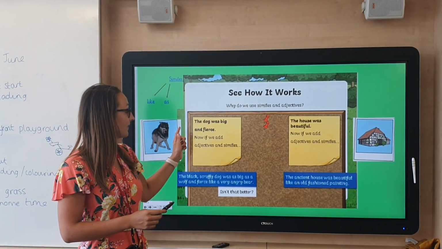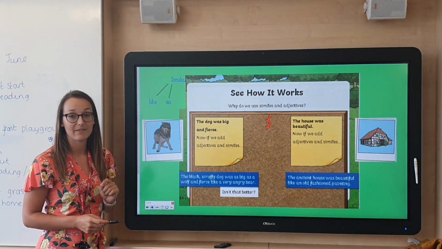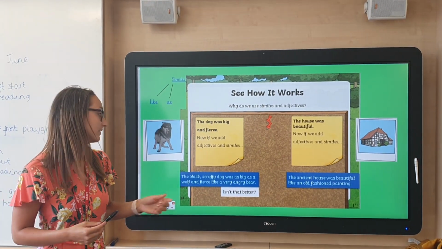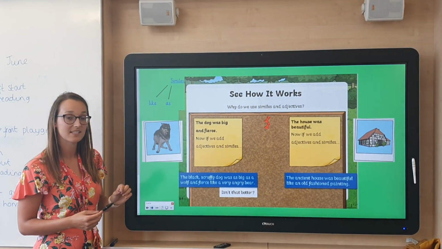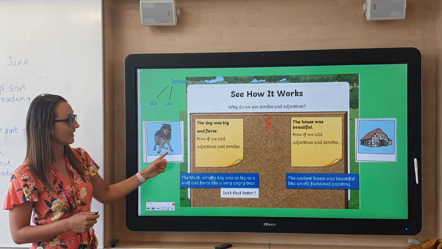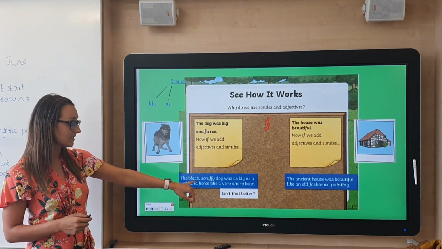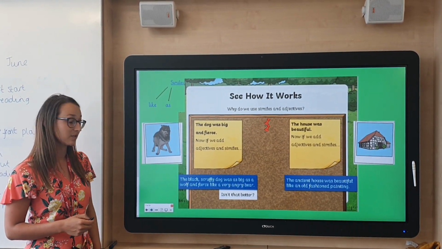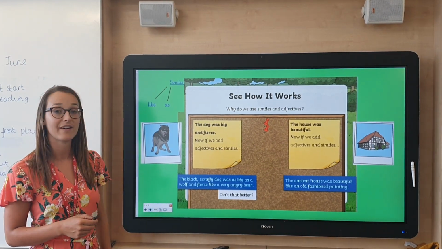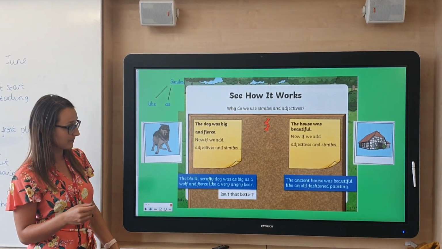So, if I had the sentence, the dog was big and fierce, it's a little bit boring, okay? If we add adjectives and similes, it makes the sentence much more interesting. So instead of the dog was big and fierce, we've got the black scruffy dog was as big as a wolf and fierce like a very angry bear. Okay, which is much better.